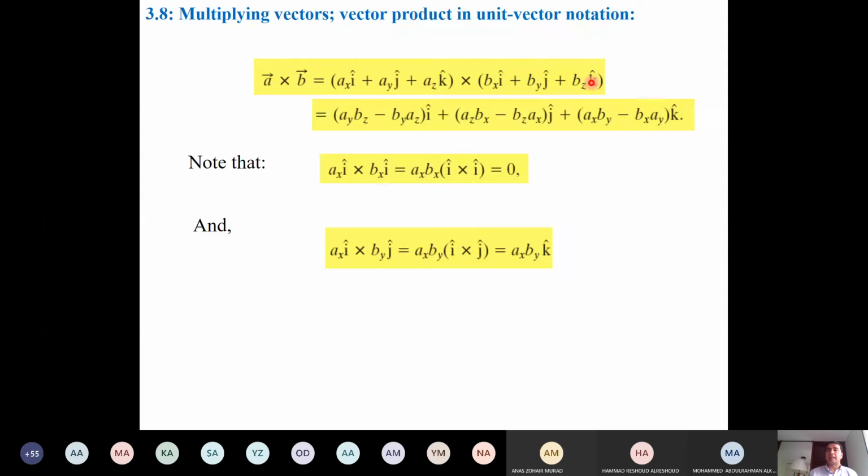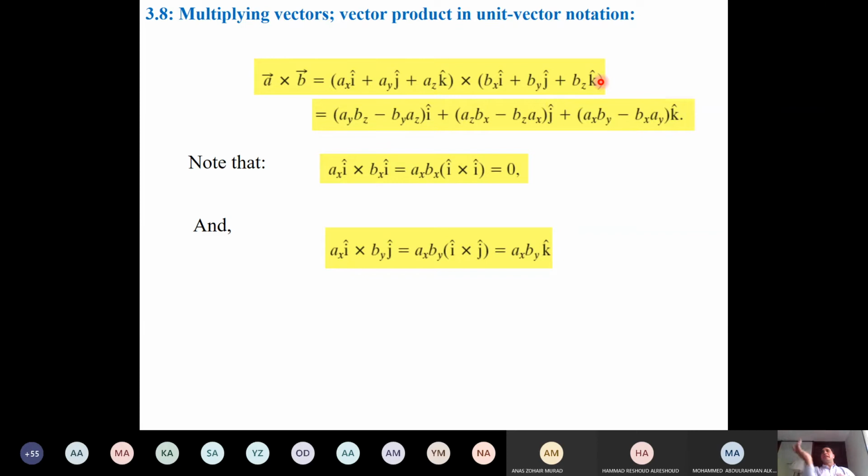I cross K. J? Will it give us J or will it be minus J? Either? Not either. If we are making it I cross K, then it is going to give us minus J.